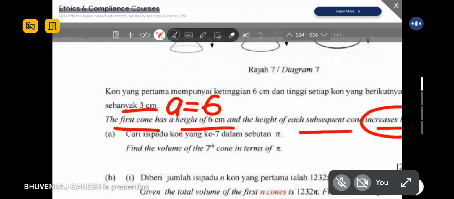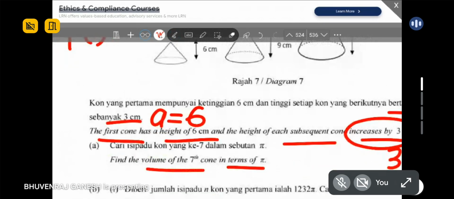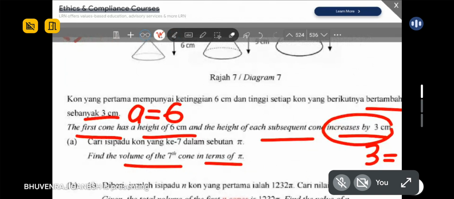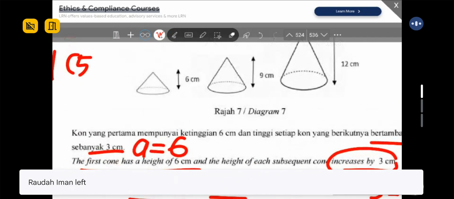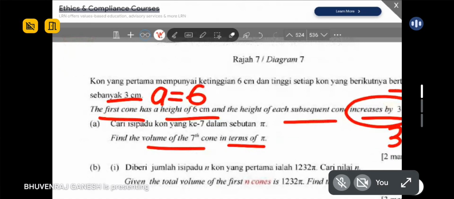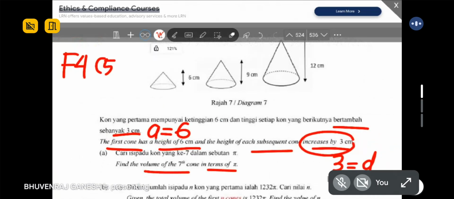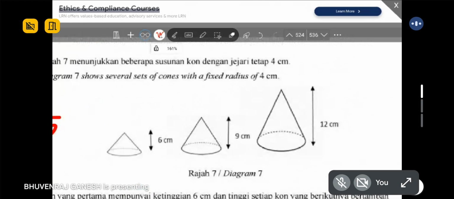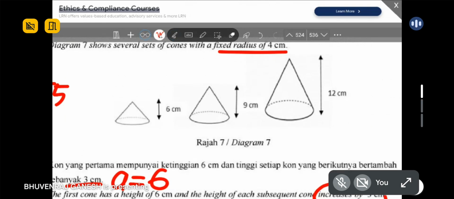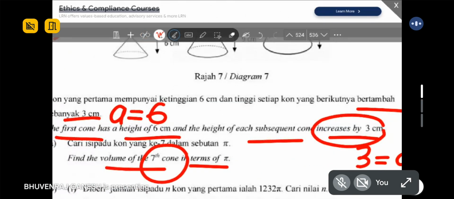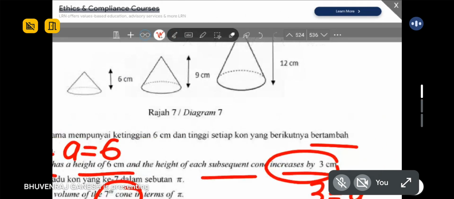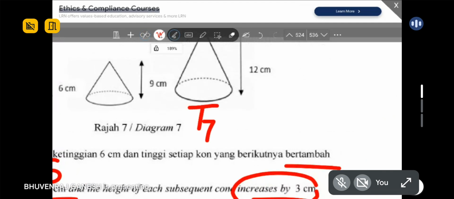Okay, so now the question is find the volume of the 7th cone. Okay, 7 cone. Okay, but you must be careful here, guys. Your progression now is about height, ketinggian. But the question suddenly asks you about volume, isi padu. Okay, so the very simple, the radius is always fixed, selalu sama. So what you can do is, you can still find the height of the 7 cone. Cari ketinggian cone yang ketujuh. So you will have T7.